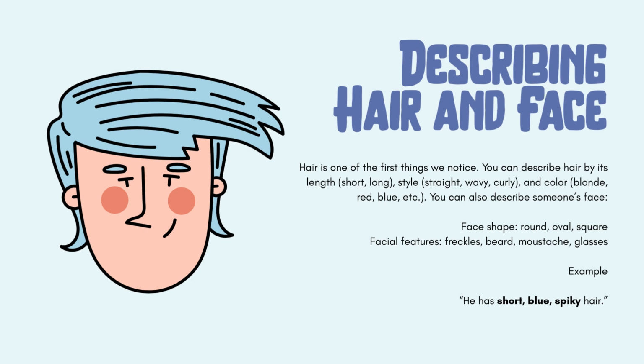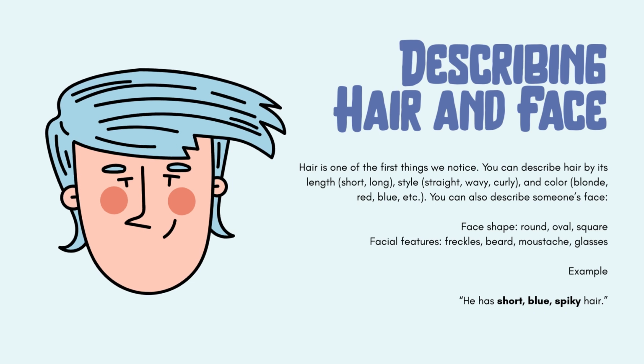You can also describe someone's face by their shape, which could be round, oval, or even squared, and you can also describe someone by their facial features. They could have some freckles, some beard, some mustache, or even have accessories. Now, for an example, we have this dude right here on the left. He has short, blue, spiky hair.